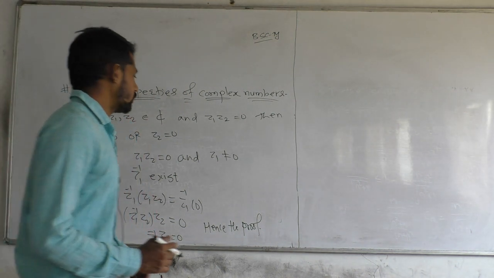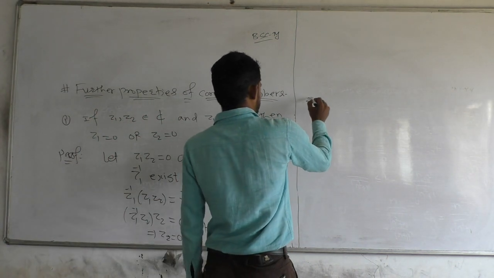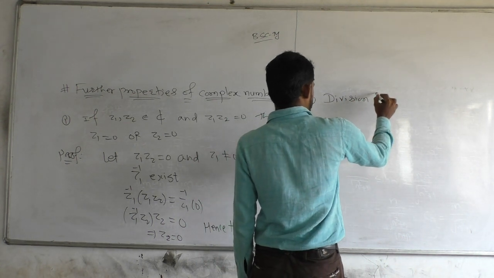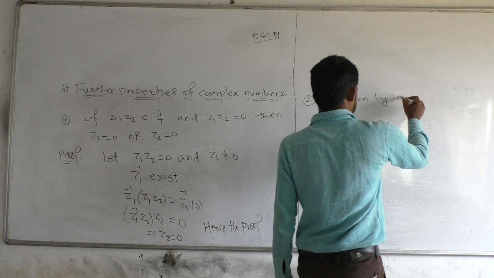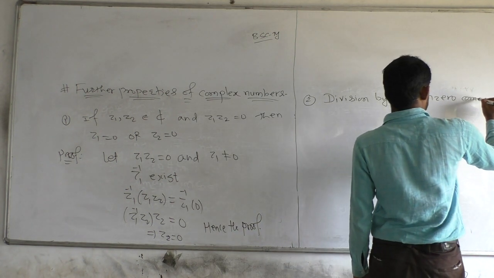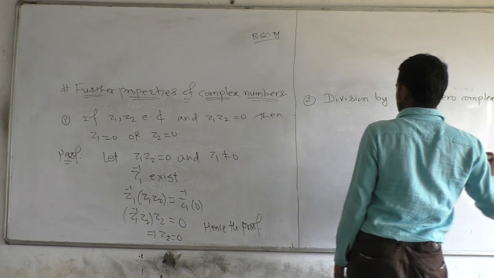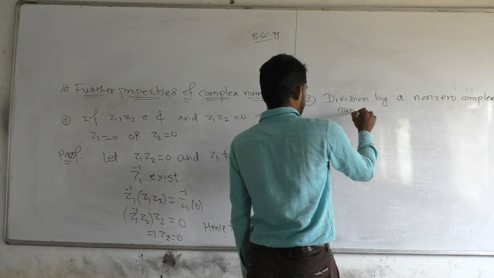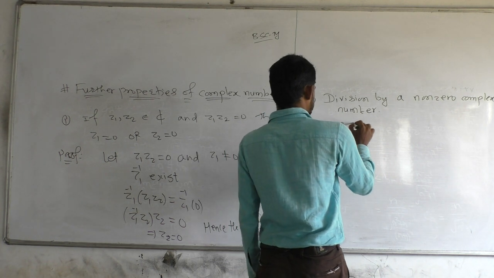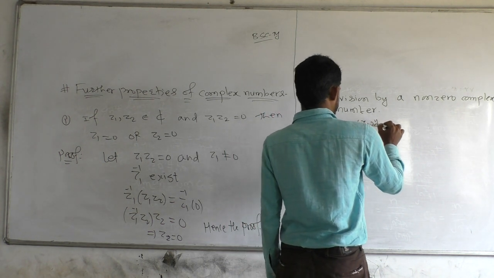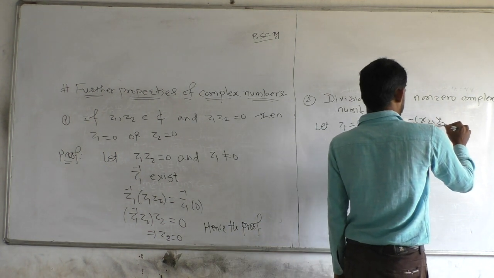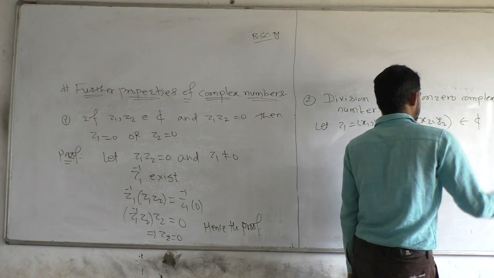division by a non-zero complex number. Now let Z1 is equal to x1, y1 and Z2 is equal to x2, y2, belonging to the field C.